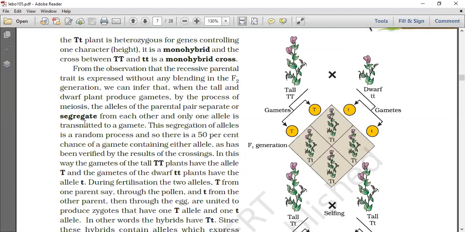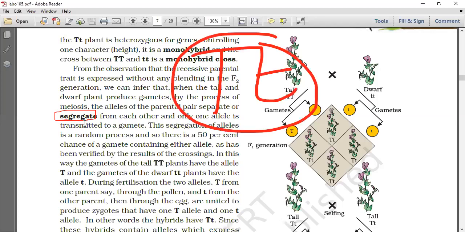Do remember this. We are talking about yesterday's law of segregation. We are talking about capital T and small t. So when they segregate from each other, only one allele will be transmitted to the gamete, capital T, small t, like this. Only one allele will be transmitted. So at the time of segregation of alleles in a random process, there is a 50% chance.